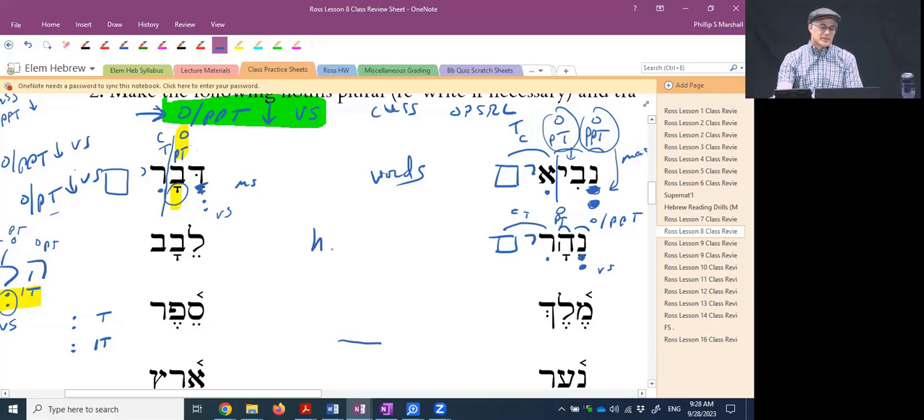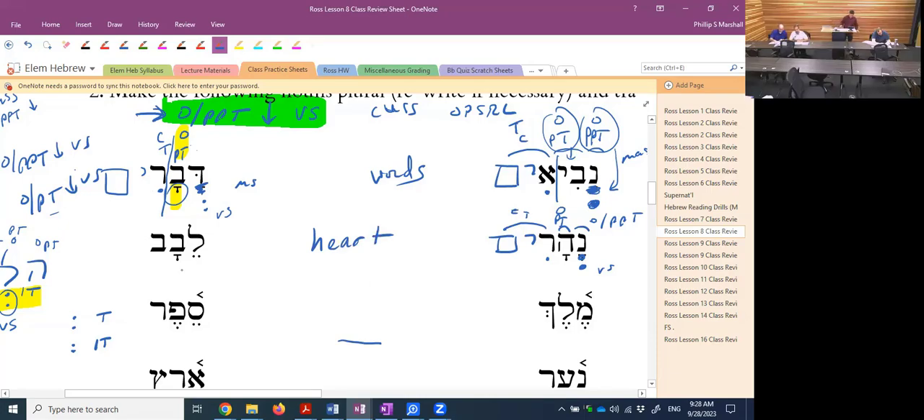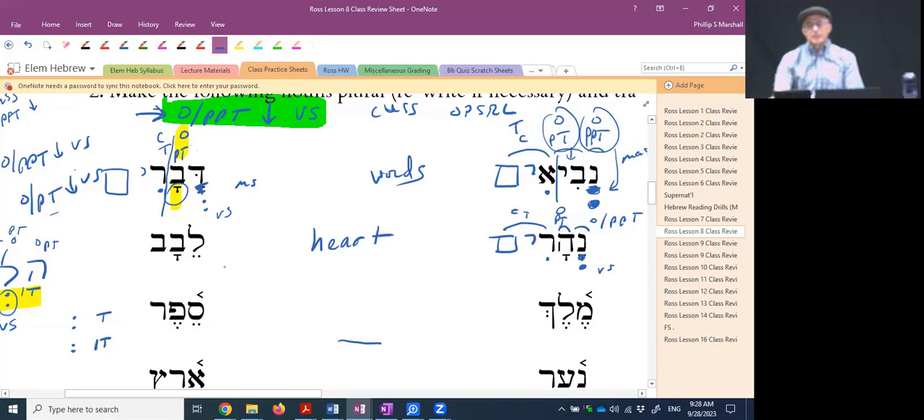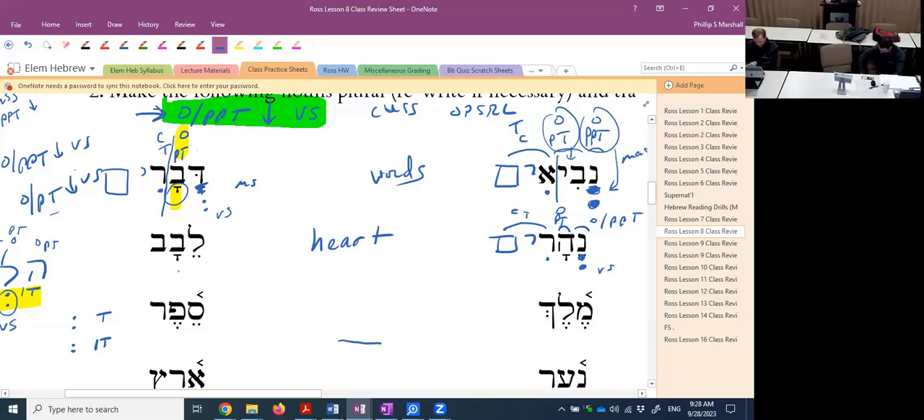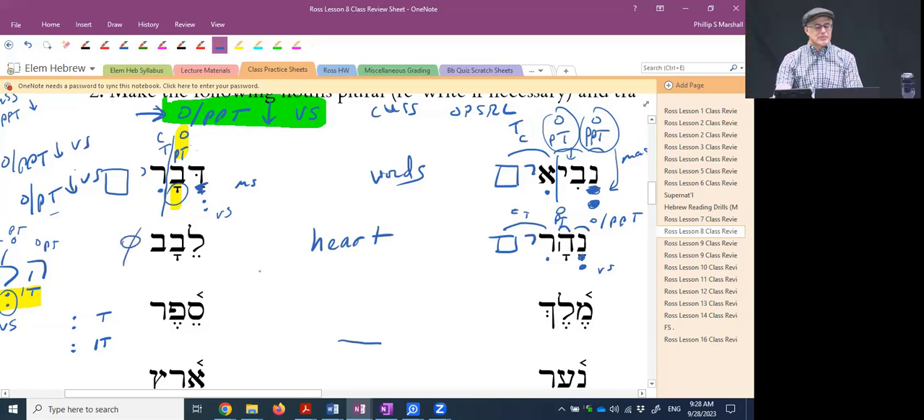What does levav mean? Heart. Okay, so remember how we said body parts are what gender? Feminine. So even though this has a zero ending and looks masculine, if you've been told that body parts are usually feminine, then you should know that that's a feminine singular noun. Now, I want to make it plural.